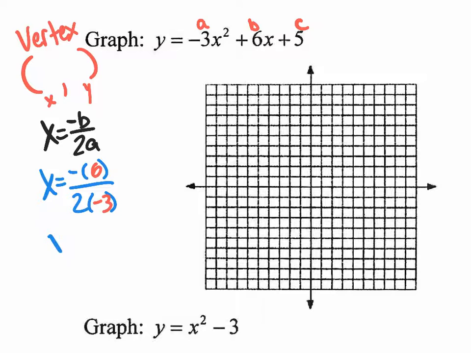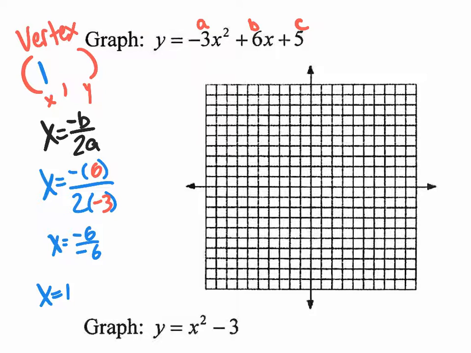We're going to end up with x equals negative 6 over negative 6. We should all know that a negative divided by a negative is a positive. So x equals positive 1. That means that the vertex x value is 1. And now we need the y value. How do we find the y value once we already know the x value? Plug it in. Thank you.